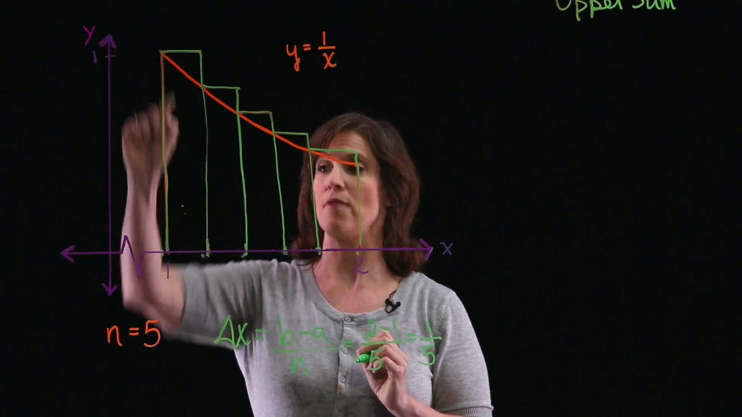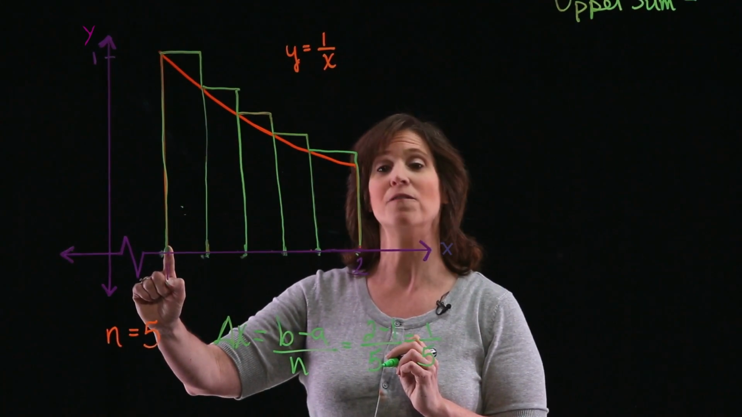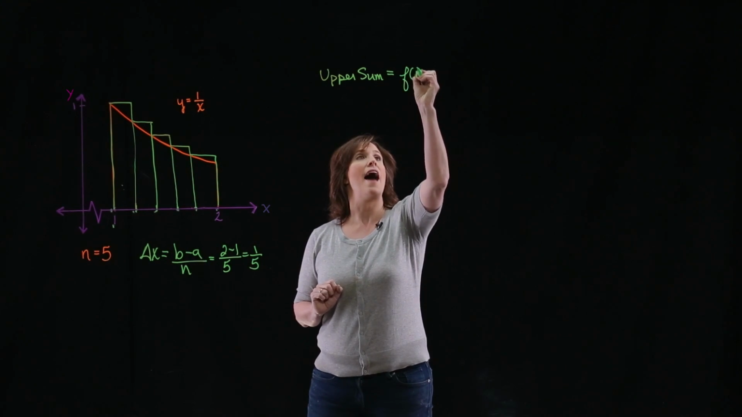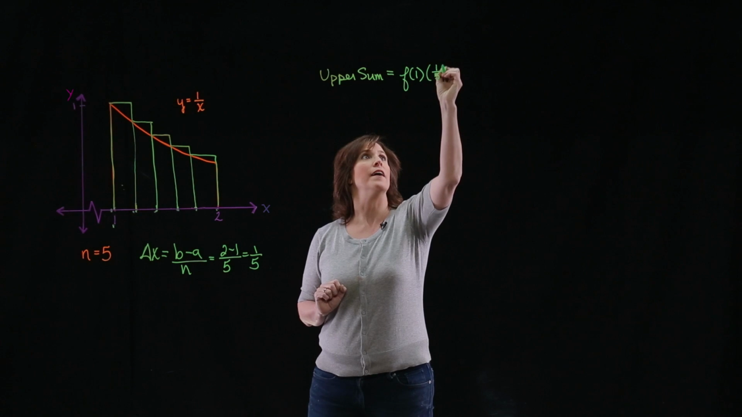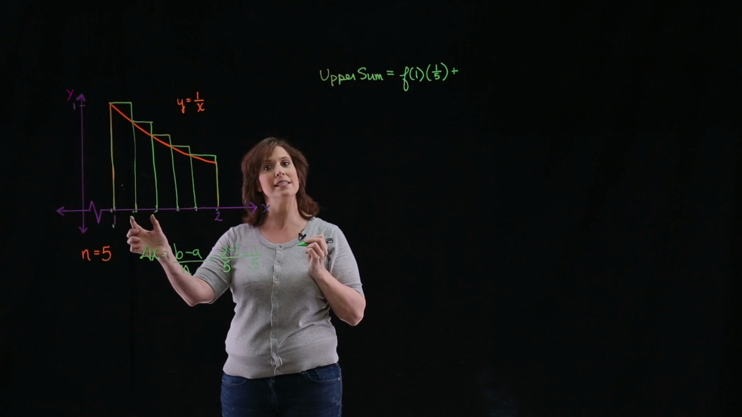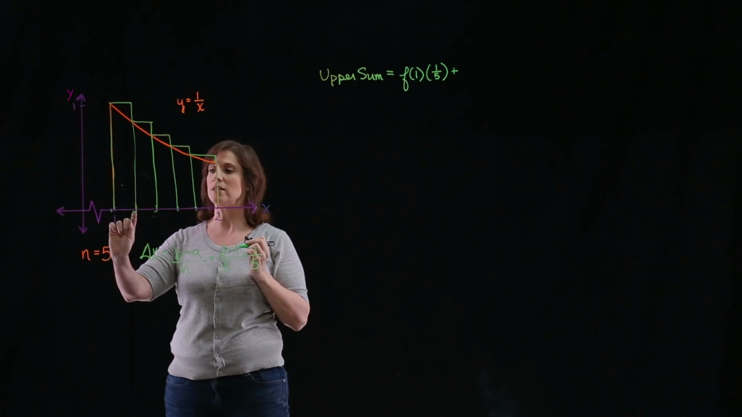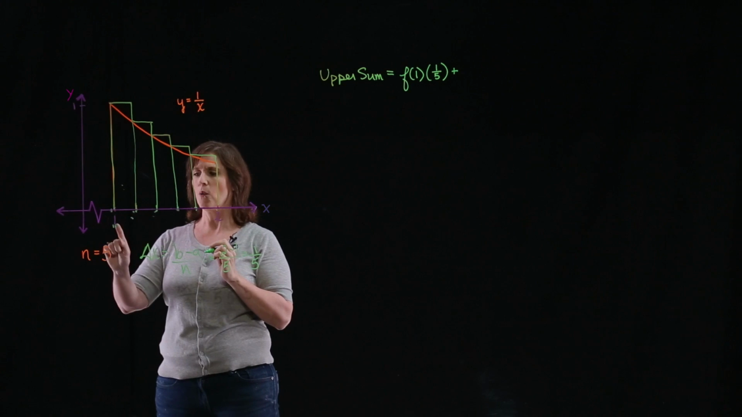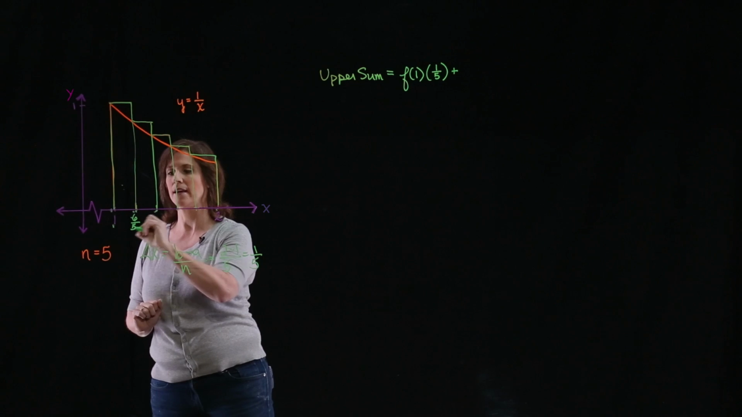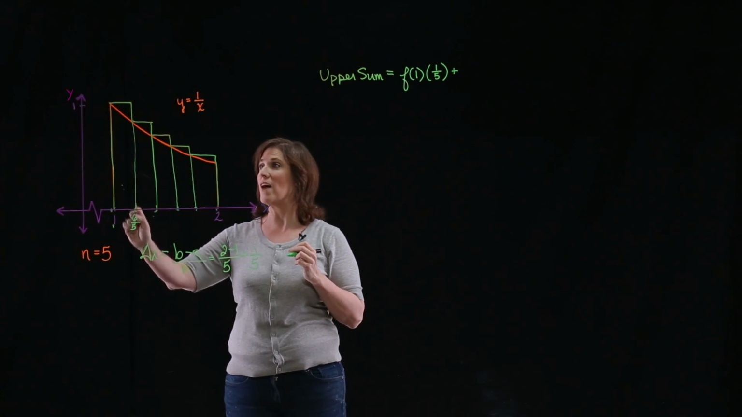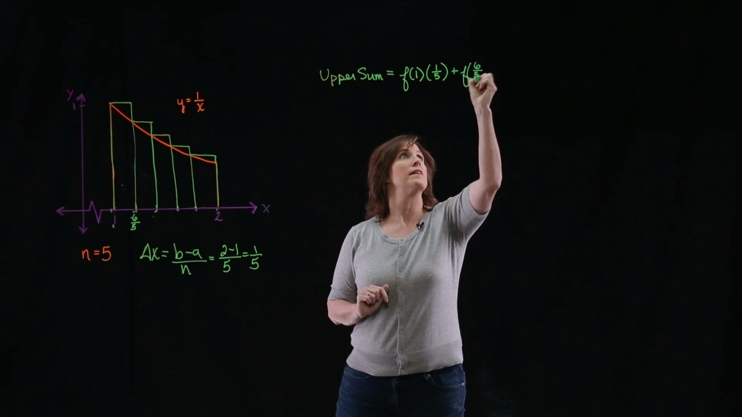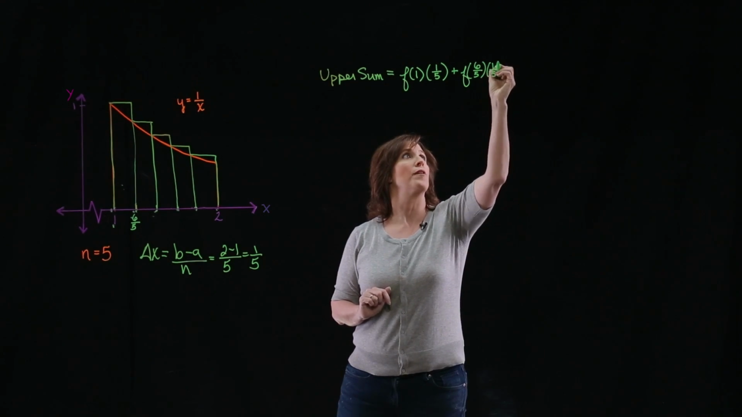So the height of my rectangle is going to be the value of the function when x equals 1. So this will be f of 1. And the width is 1/5. Again, height times width. That's the first rectangle. I move to the second rectangle. The height is going to be the function value at this location. Well, if this is the value 1, which is the same thing as 5 over 5, this is going to be 6/5. So it's going to be the value of the function at 6/5. So f of 6/5 times 1/5 for the width again.